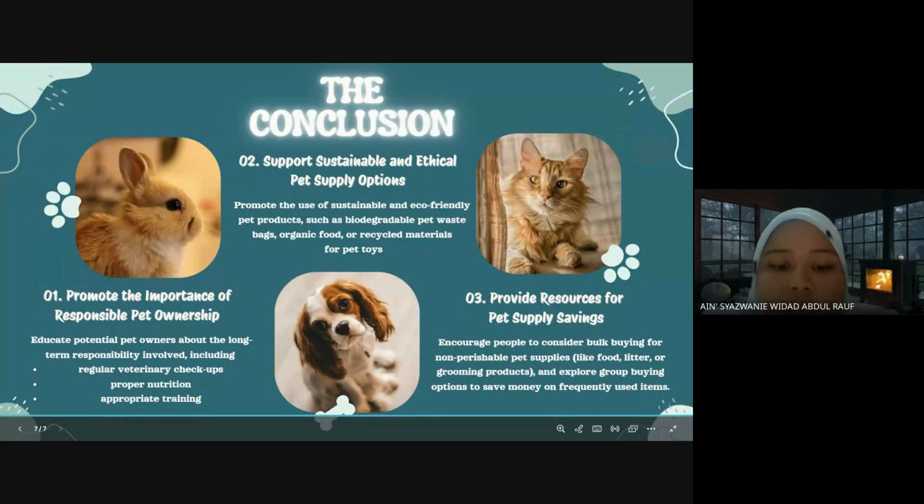So the third of the conclusion is to provide resources for pet supply savings. These financial constraints are a major concern for pet owners. These include practical ways to reduce expenses such as bulk purchasing itself, like food, litter box, or grooming supplies, which lowers per unit cost. It also suggests community-based solutions to buy as a group, enabling pet owners to pool resources and gain access to discounts or promotions, especially for lower income households or multi-pet families.